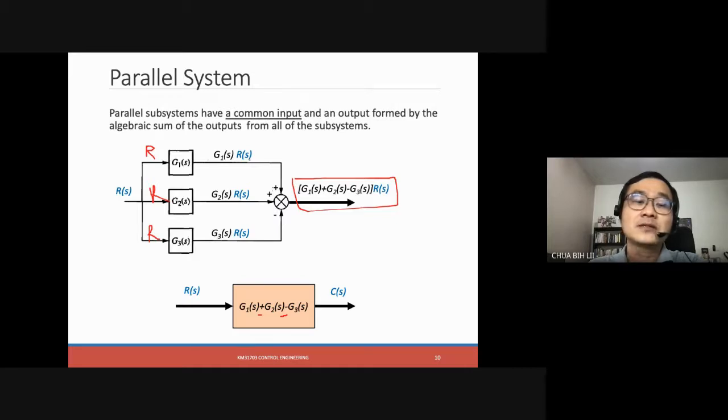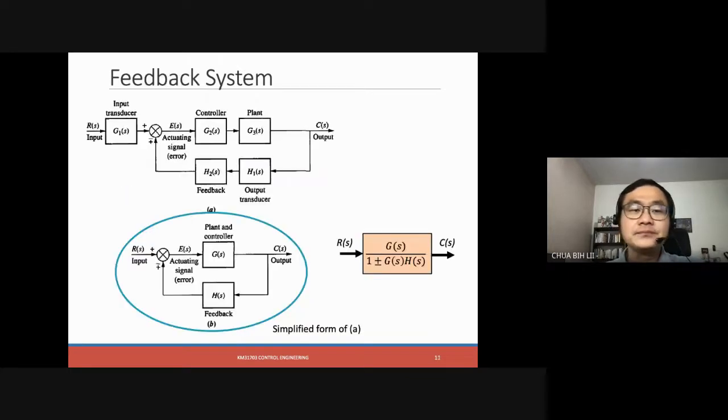Okay, if the first is plus, the second one is plus, and the third one is minus, then you have G1 plus G2 minus G3. This is our simplified transfer function to represent this whole parallel system, so that whenever the input is multiplied by this, it gives exactly the same effect in terms of signal, right? Once we are familiar with those things, now we move to another form.